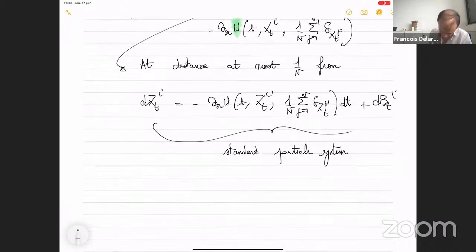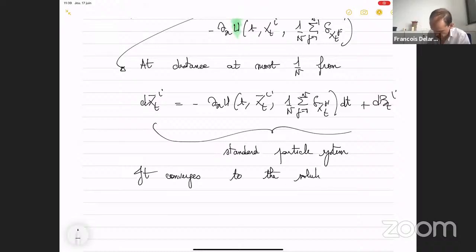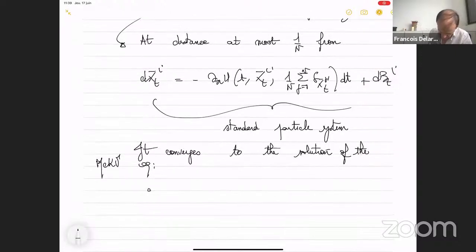And we know that it converges. These are the results from Monday. It converges in some sense to the solution of the inverse equation, d minus dxu, maybe I will put a bar, t, the law of xt bar dt dbt.